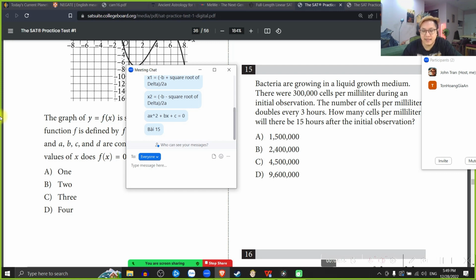Thì lúc đầu có 300.000 tế bào trên 1 ml trong lần quan sát đầu tiên. Số lượng tế bào trên 1 ml sẽ gấp đôi cứ mỗi 3 tiếng đồng hồ. Hỏi có bao nhiêu tế bào trên 1 ml sau 15 tiếng đồng hồ kể từ lần quan sát đầu tiên. So what do you think?